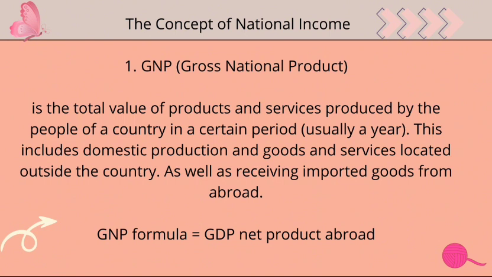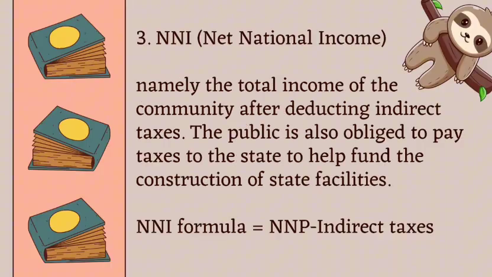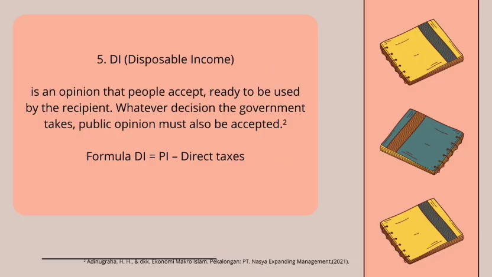Number 1, GNP, Gross National Product. Number 2, NNP, Net National Product. Number 3, NNI, Net National Income. Number 4, PI, Personal Income. Number 5, DI, Disposable Income.